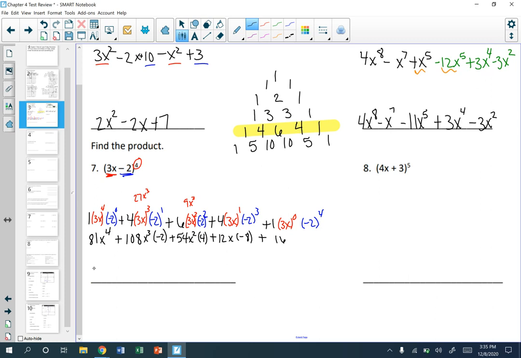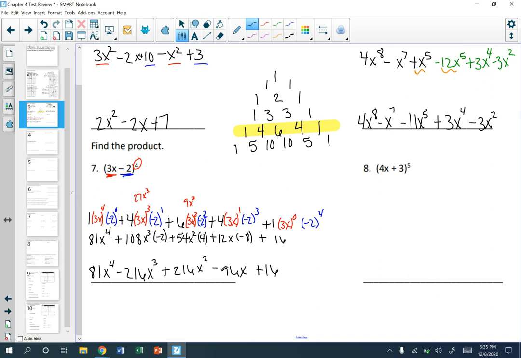All right, now again, I'm just going to simplify. Plus, I take 108 times negative 2 to get negative 216x cubed. Plus 54 times 4 is 216x squared. This will be minus 96x plus 16.